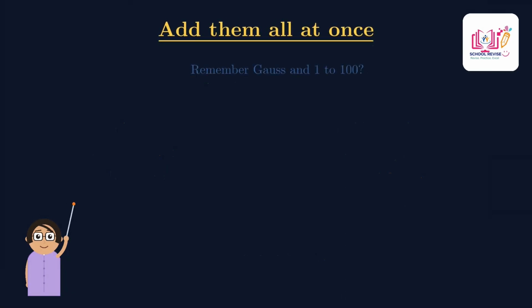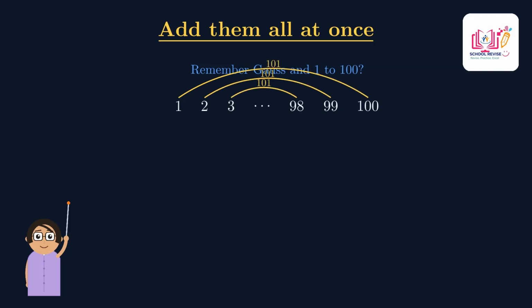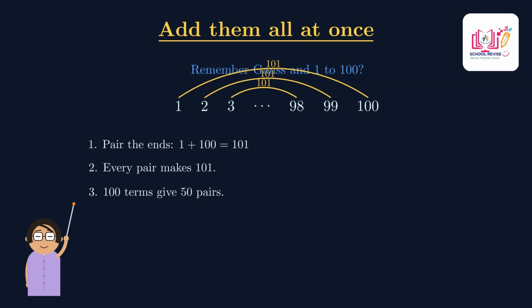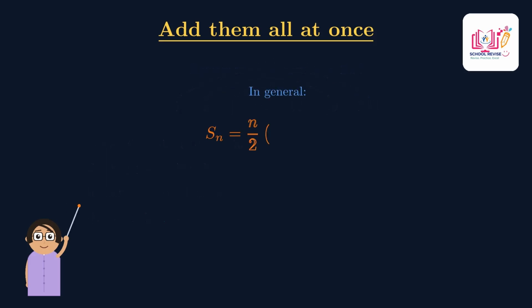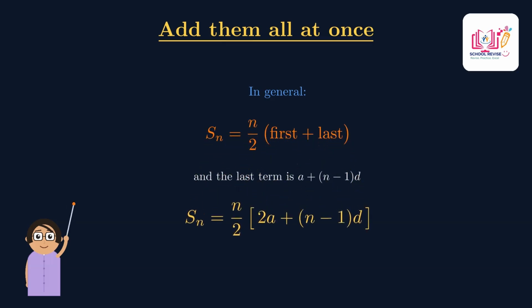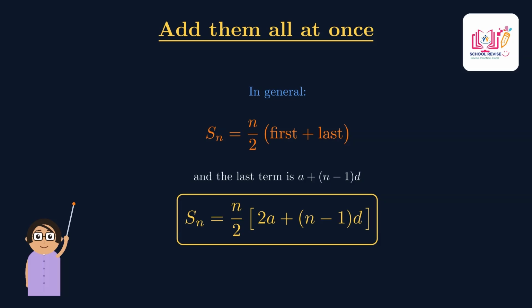Now, for the beautiful part, adding a whole progression at once. Remember Gauss and the numbers 1 to 100? Here is exactly what he did. Pair the first term with the last. 1 and 100 make 101. 2 and 99, also 101. Every pair adds to the same total. There are n terms, so there are n over 2 pairs. And each pair is the first plus the last. So the sum is n over 2 times (the first plus the last).